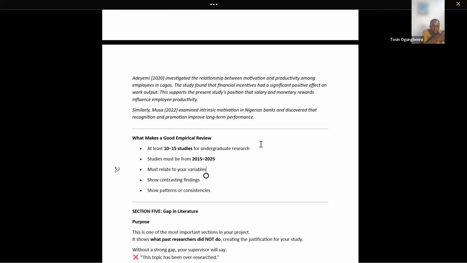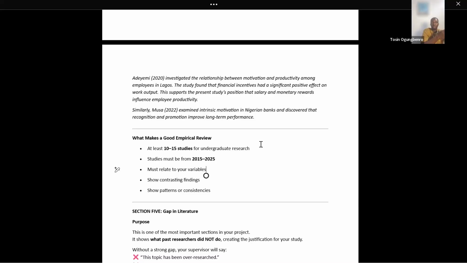Must relate to your variables, and show contrasting findings. That means you are not just collating people that have the same opinion. Your examiners will call you lazy. Especially if your conceptual review is tilting towards one angle, they will tell you it is not critical.